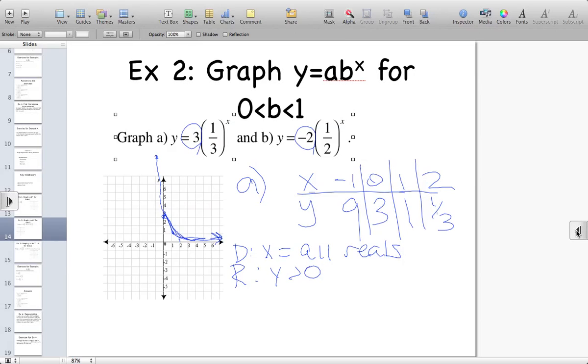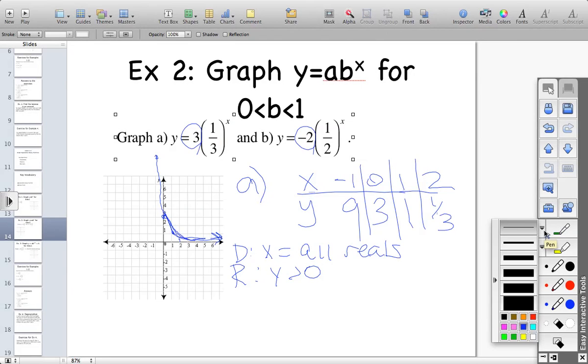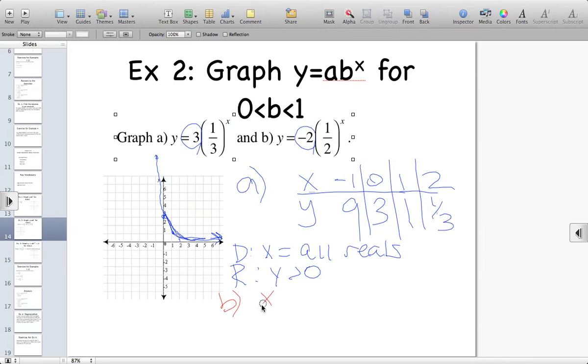Let's take a look at what happens when we have a negative coefficient, as you can expect. All right, so to give us a little perspective, I'm going to change the color, and let's do our table down here. So again, just a couple of easy numbers.